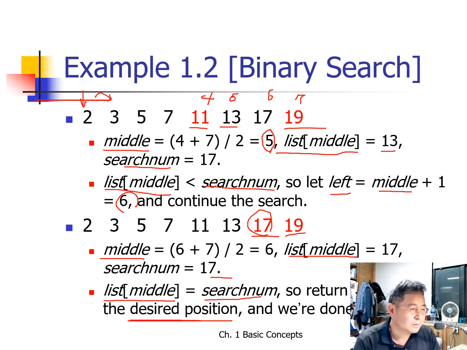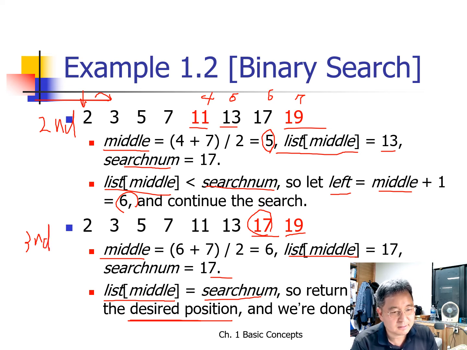Can you find how many steps are used to find the solution? I think in the previous slide there was one step, this is a second step, and this is a third step. So only 3 steps are used to find this number at index 6.